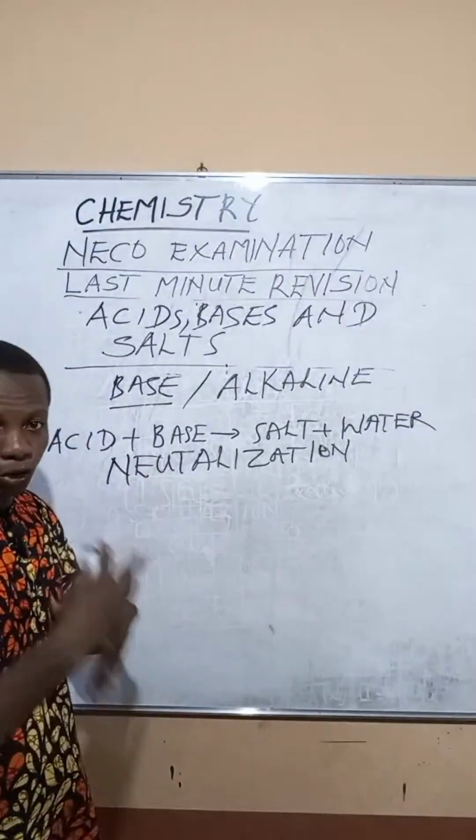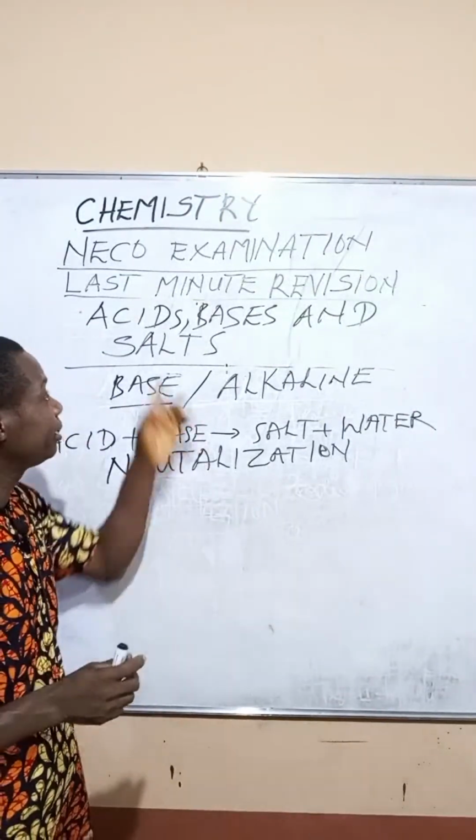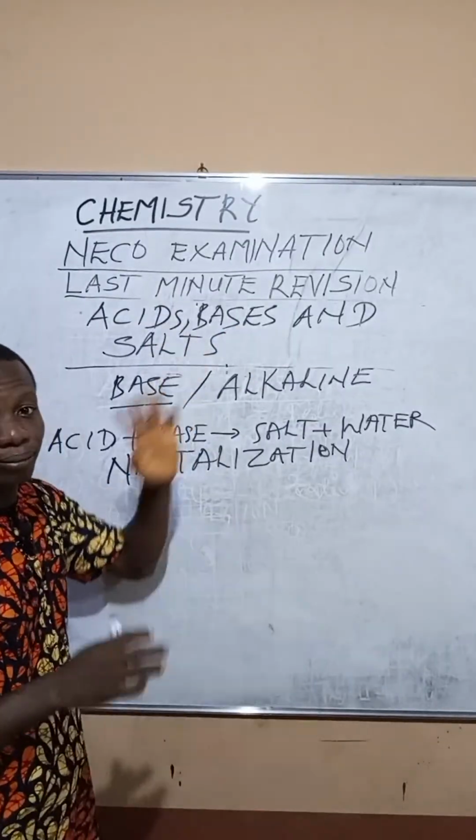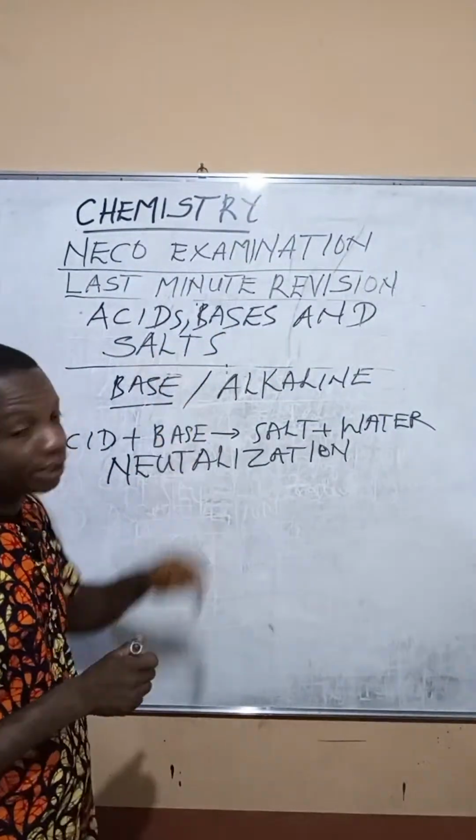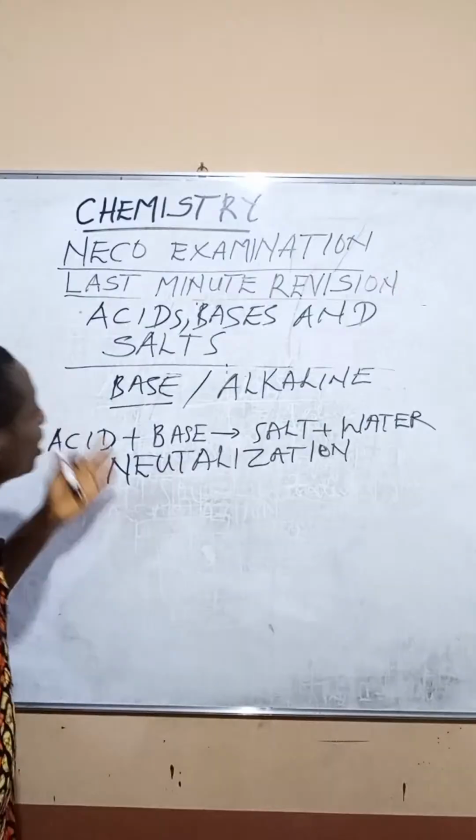Then their method of production. Note the way acid and base are produced. Then what is a salt? Then we can go to salt.